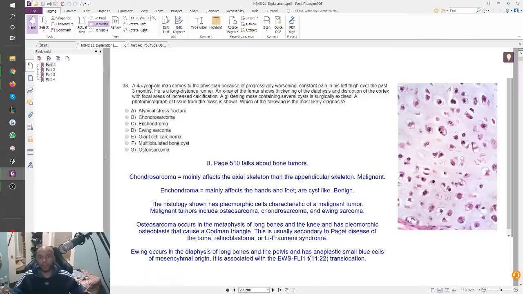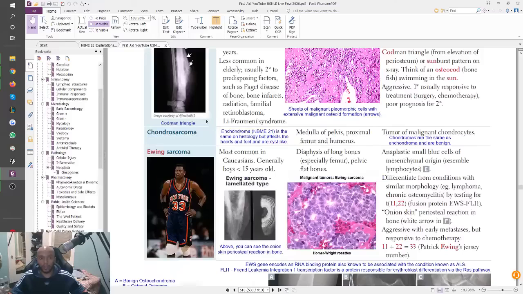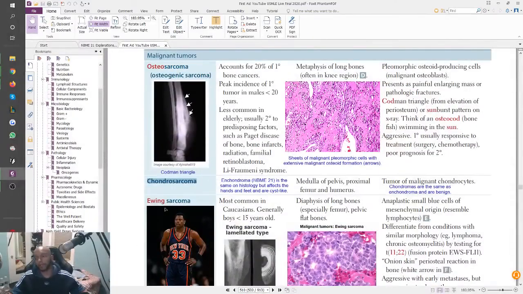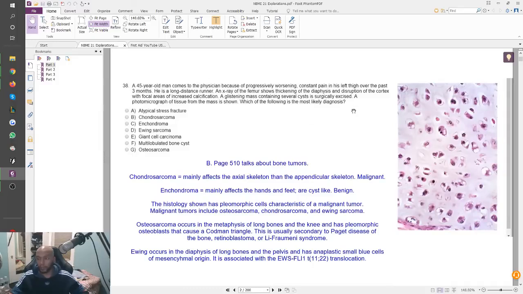So for this guy, this 45-year-old man, he has a chondrosarcoma, right? So now look at here. This is this one, chondrosarcoma, the one that's not the bigger deal of three. Right, that's kind of what NBME likes doing, right? Instead of asking a question on osteosarcoma or Ewing sarcoma, which are the bigger two of these three, they ask you about the least important one here, which is chondrosarcoma, right? It occurs in the medulla of the pelvis, proximal femur or humerus, tumor of malignant chondrocytes, right? And there's not much information about that in first aid at all, okay? So this is how a presentation of that would look like, right?